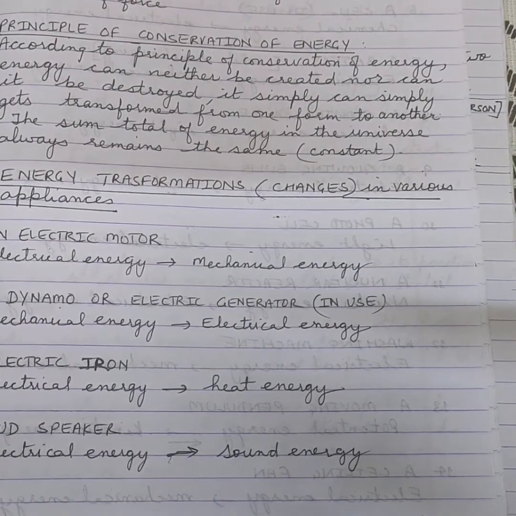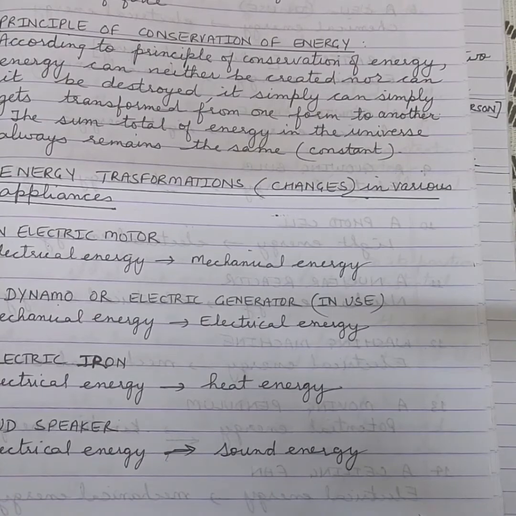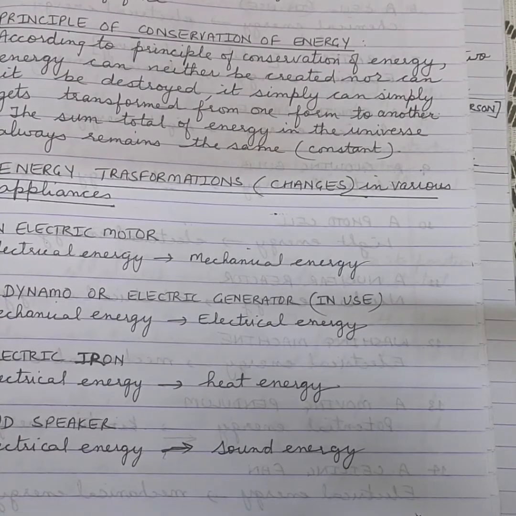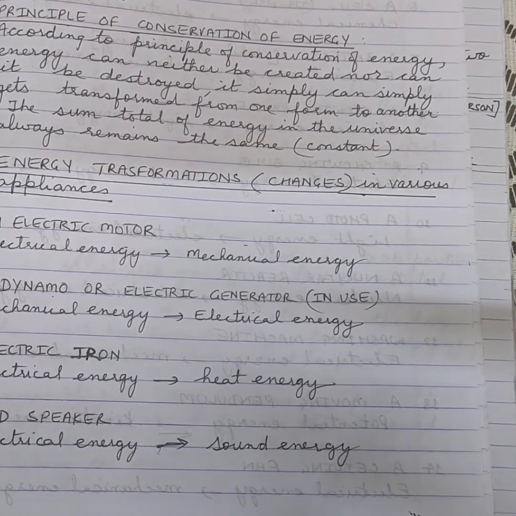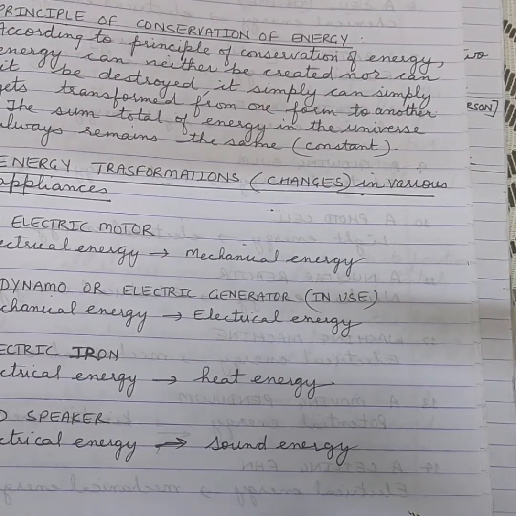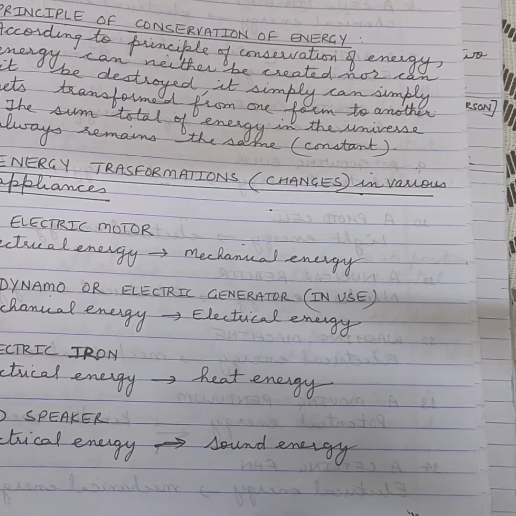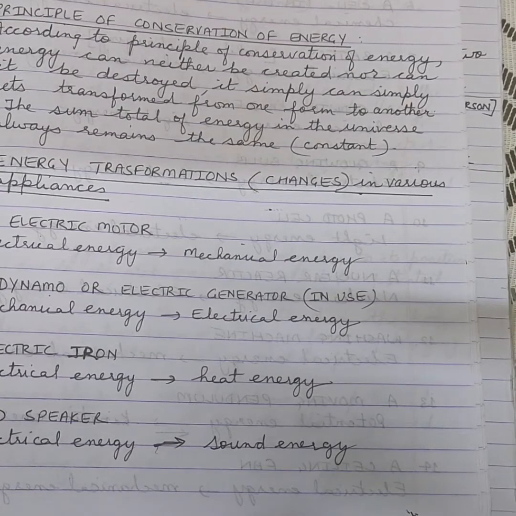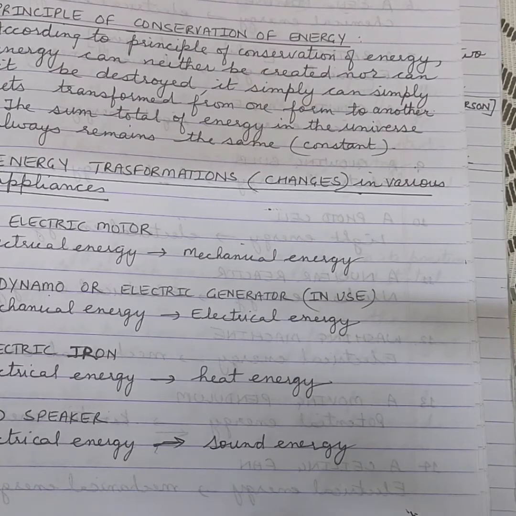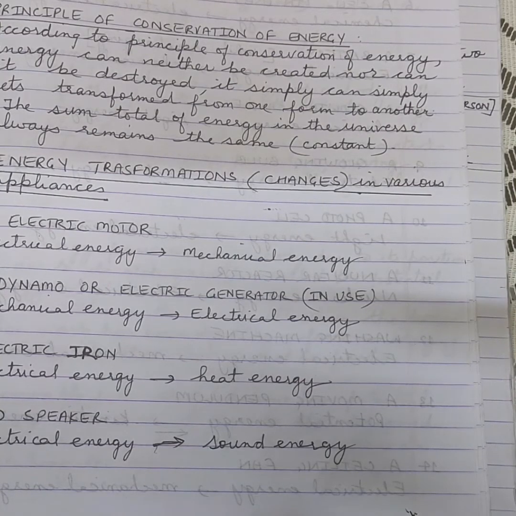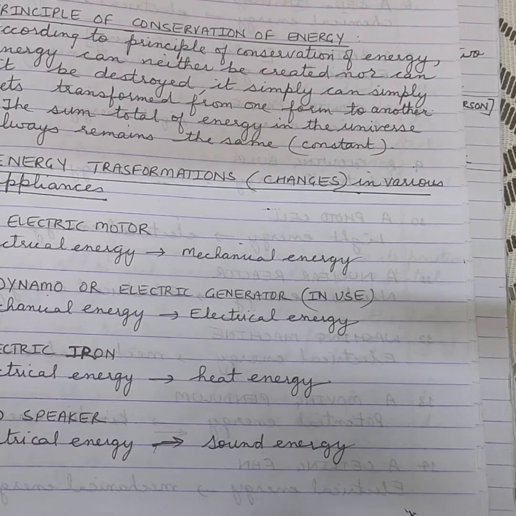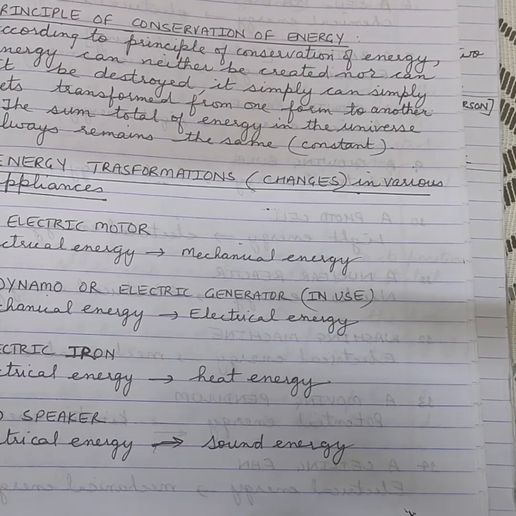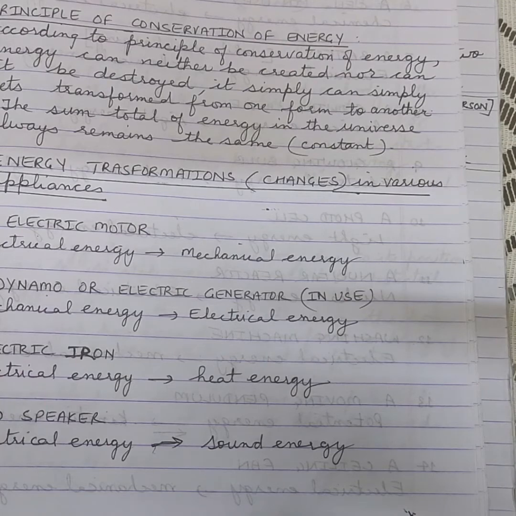In a dynamo or electric generator in use, if it is mentioned, then the energy change will be mechanical energy to electrical energy. In the generator, if nothing is specified, it's not mentioned that it is in use, then the energy change you are going to show is different from the one which we have shown in point number 2. If simply it's mentioned energy change in a generator, then you'll be showing chemical energy to mechanical energy to electrical energy.